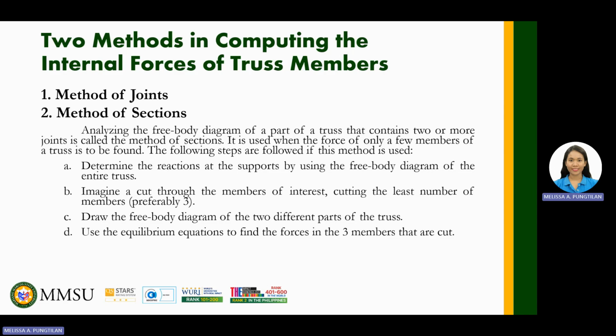Analyzing the free body diagram of a part of a truss that contains two or more joints is called the method of sections. It is used when the force of only a few members of a truss is to be found. So the method of sections is ideal if we are only looking for specific members. Unlike in the method of joints, we need to go through every joint one by one before we can compute a specific member. Like, for example, we have here a simple truss.